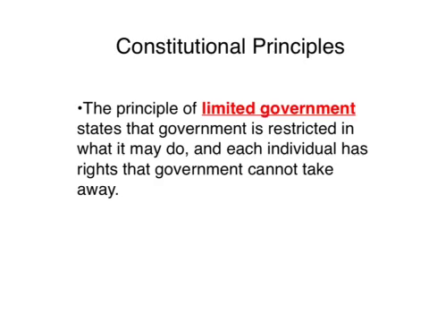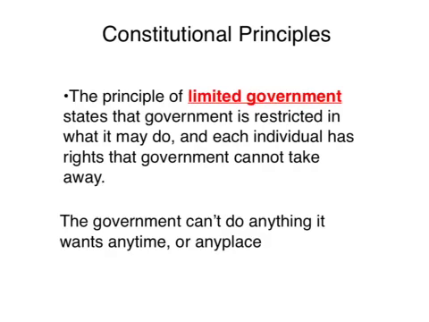Our next constitutional principle is that of limited government. The Founding Fathers, as we've discussed in class, were very much concerned about a strong, powerful federal government, and therefore they went to great lengths to make sure that the powers of this new government would be limited. Another way to think about limited government is the idea that there are just certain things that the government can't do. It's not free to do anything that it wants at any time or any place.